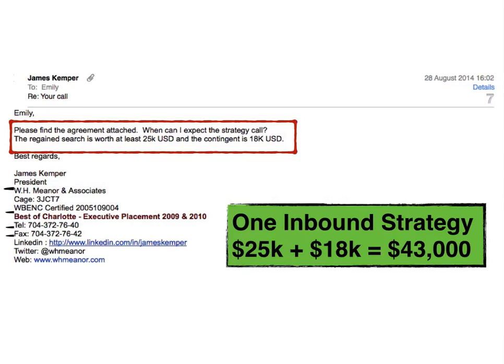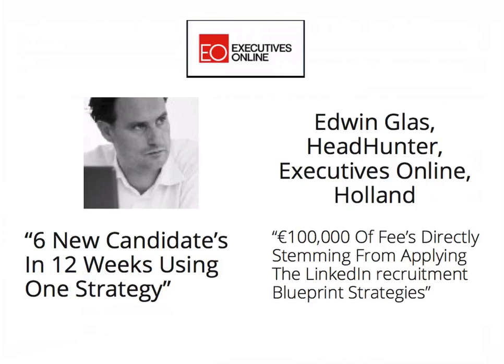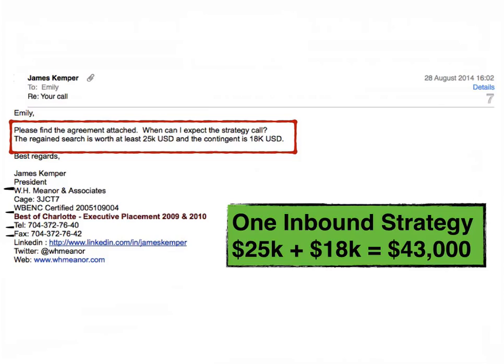So that one inbound strategy, please find the agreement attached. So he's agreed to, he's joined our program. When can I expect the strategy call? The retained search is worth 25k and 18k. So one inbound strategy is worth 43,000. 43,000 from one. So what did he actually do?